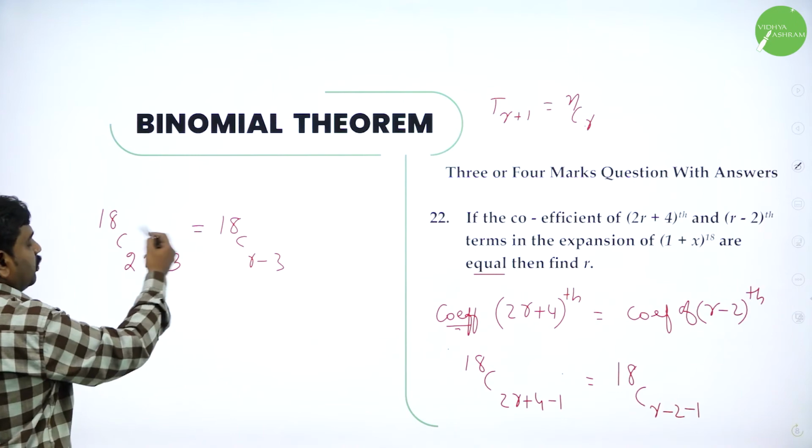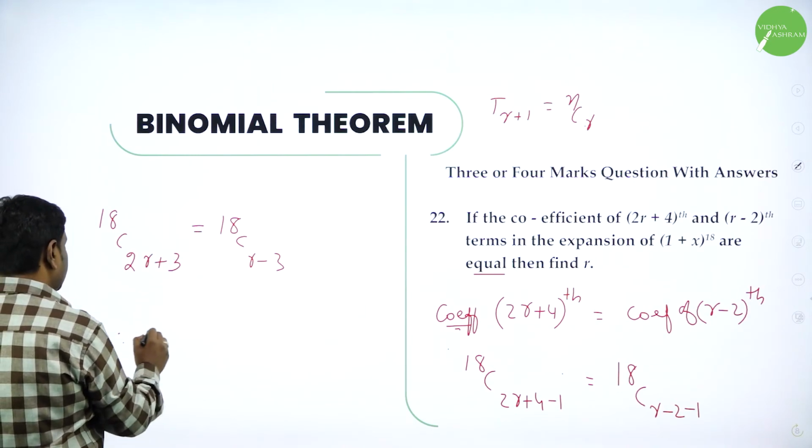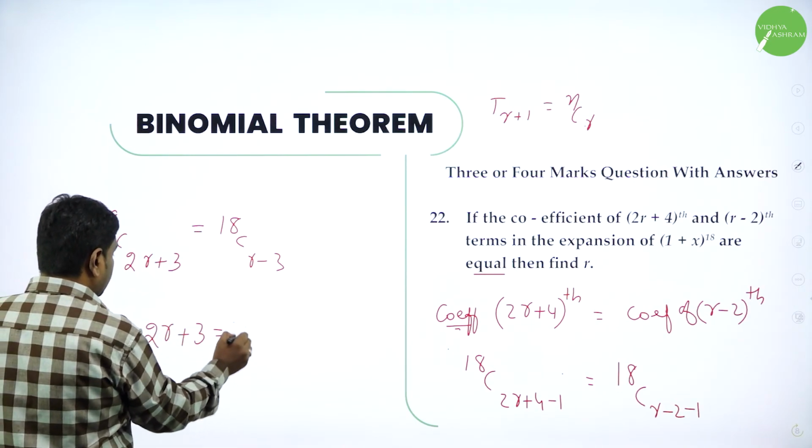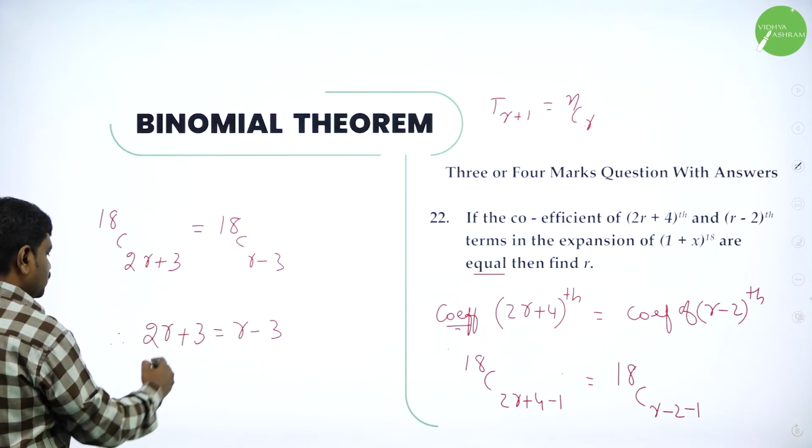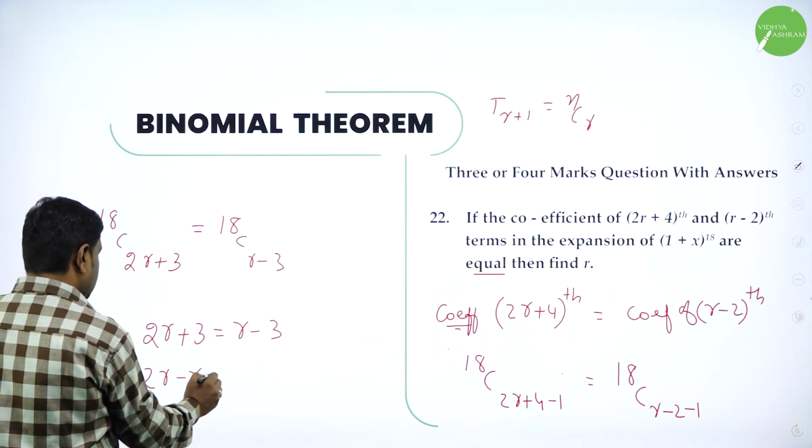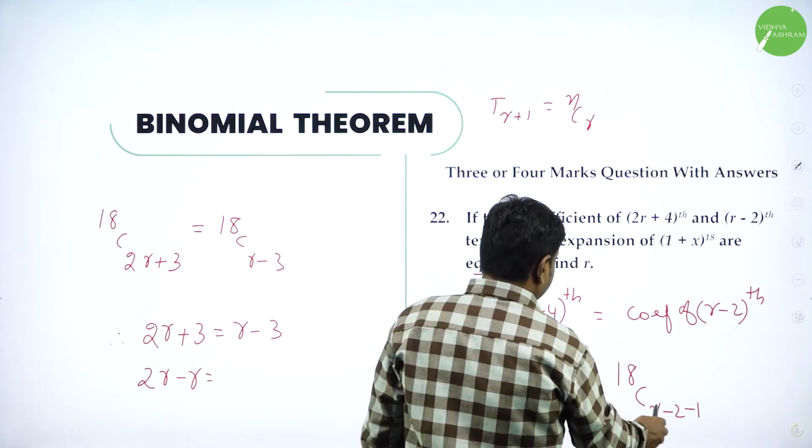See, now above values are same, so equate the below values. Therefore 2r plus 3 has to be equal to what? R minus 3. Rearrange, bring this to this side. So 2r minus r is equal to r minus 2th term, r minus 2 minus 1.